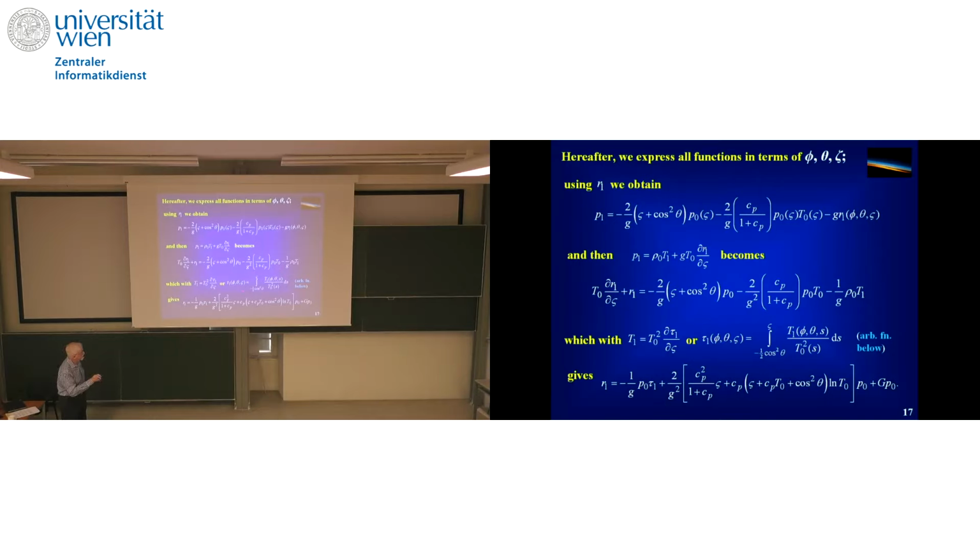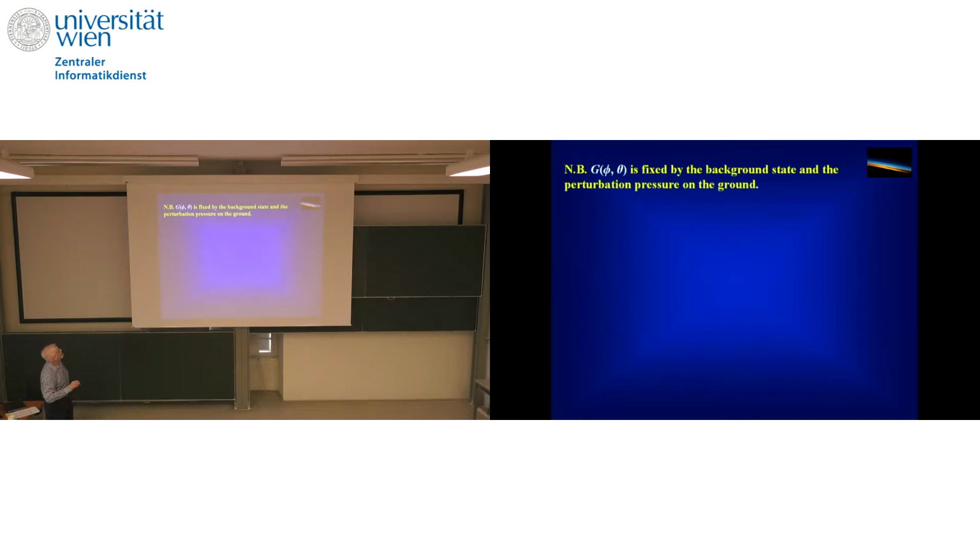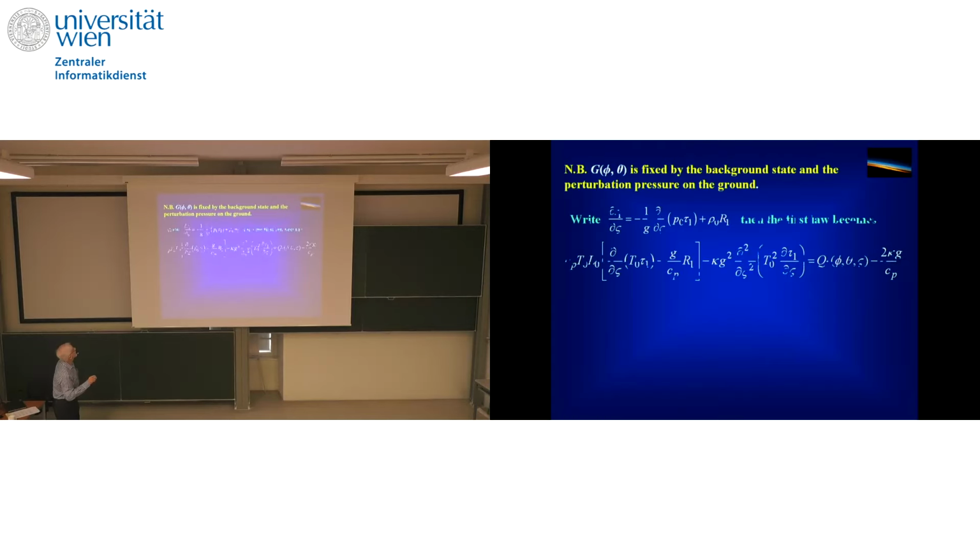To be quite precise, I'm going to define Tor1 in that form. The arbitrary function appears down here in a moment. So with that choice, I can now completely integrate and write in this very simple form the expression for R1, which amounts to knowing what the density perturbation R1 is. We haven't quite finished yet, though. The arbitrary function G that I've just mentioned is fixed by the background state and the perturbation. So it's a function of zeta and what's happening on the ground level.